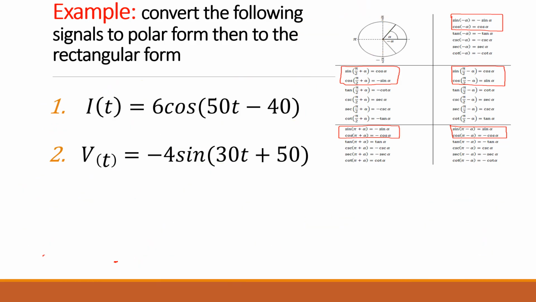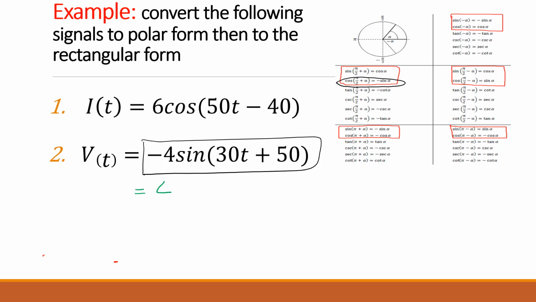Okay, so how do we do this? You first need to check this, and you need to handle the negative sign. So what we need to do? We have to use this one here. Am I right? So when you convert it to cosine, that will be what? 4 cos 90 plus, isn't it? So 30t plus 140. Okay, that's good. So how do you convert it to polar form? 4 and 140 degrees. Positive, isn't it?